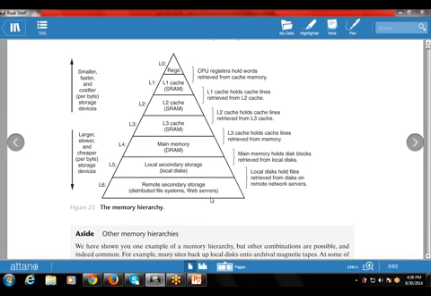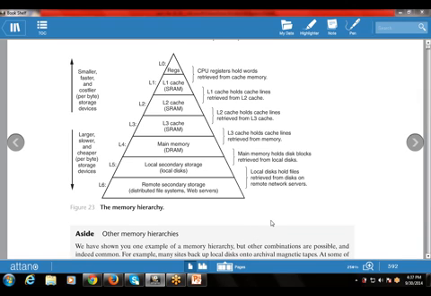So this forms a pyramid, from top to bottom or bottom to top, and this memory hierarchy is divided into levels starting from L0. That is, at L0 registers, L1 L1 cache, L2 L2 cache, L3 L3 cache, L4 main memory, L5 local secondary storage, and L6 remote secondary storage.